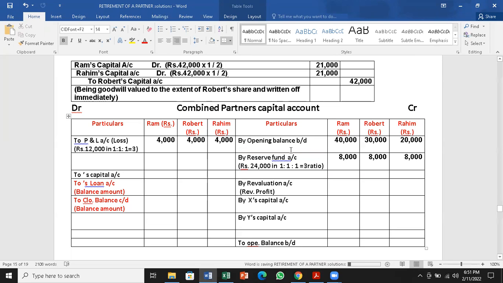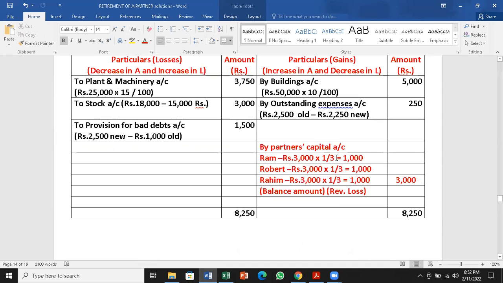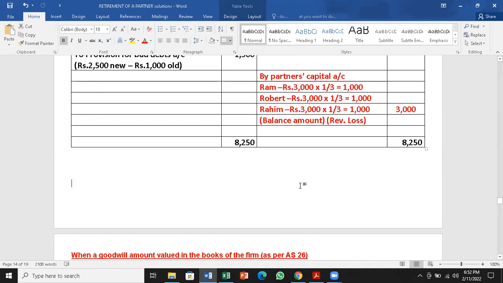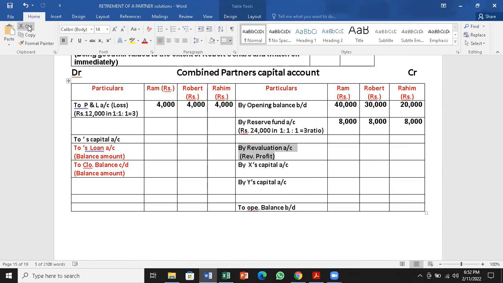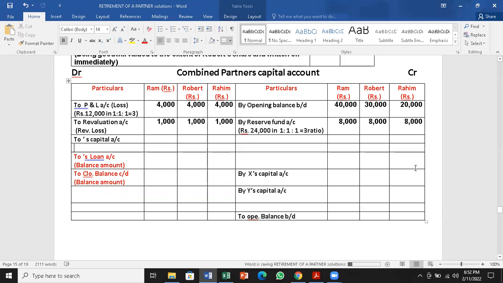So these are the steps you have to remember for admission, retirement, or dissolution. The first few steps are common, no change at all, as you are seeing now. After the first, second, and third steps, revaluation profit or loss, we have a loss here, 1,000 each on the credit side. So it comes to the opposite side, the debit side. So to revaluation account, it is a loss for each partner, 1,000. These are the common steps we always do in the regular method. We have to remember these steps and go on.